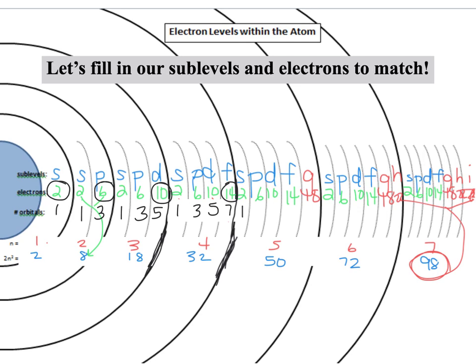So again, it's another pattern. 1, 3, 5, 7, 9. 1, 3, 5, 7, 9, 11. And 1, 3, 5, 7, 9, 11, and 13 to hold all 26 of I's electrons.